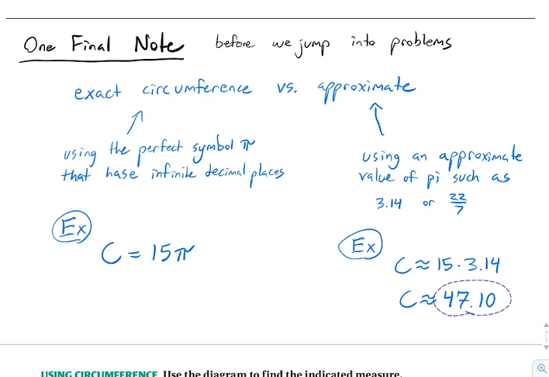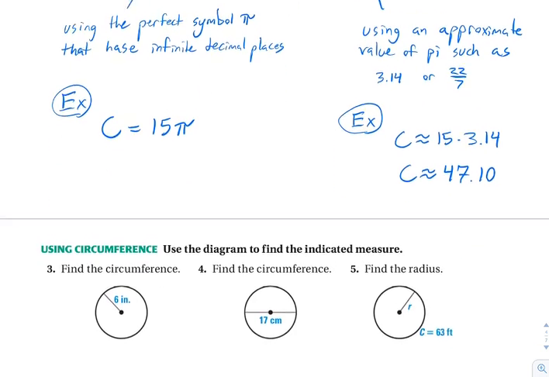A giveaway is it's got a decimal in it that stops, and there were more decimals on your calculator that you ignored, right? Or just you didn't put in all the decimals of pi. Those would be the 2 hints. An exact answer giveaway would be that it still has a pi symbol in it. Okay. All right. So let's do some examples.